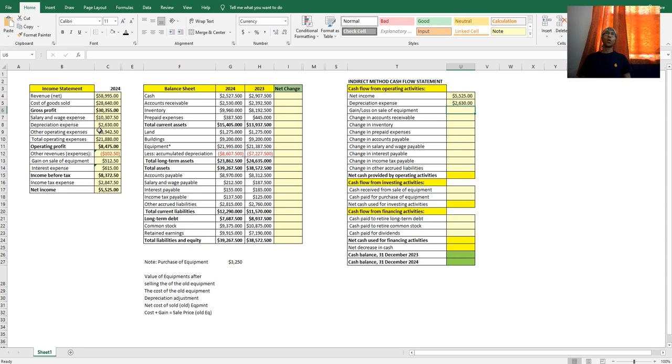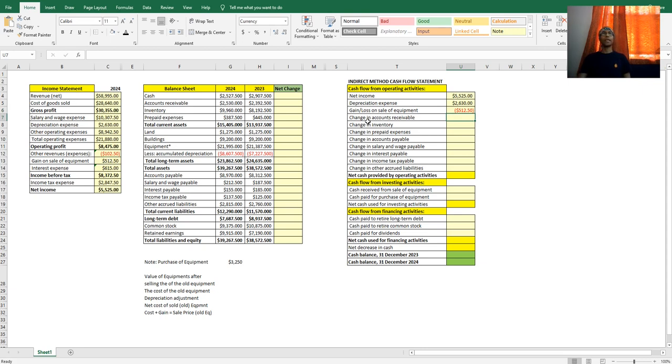Then there is gain or loss on sale of equipment. Now this is a non-operational item. So if there is a gain, we have to enter it as a negative number because it will be deducted from cash flow from operating activities. So here we see there is a gain. So we enter it as a negative number. Negative 512.5.